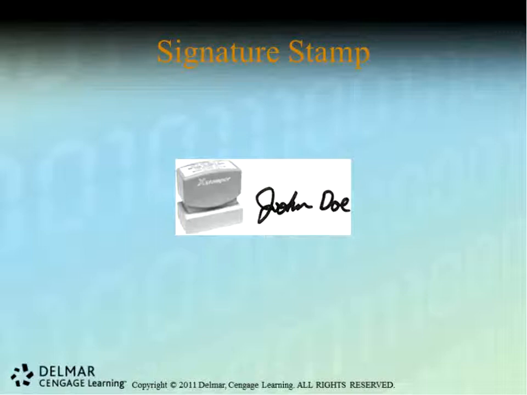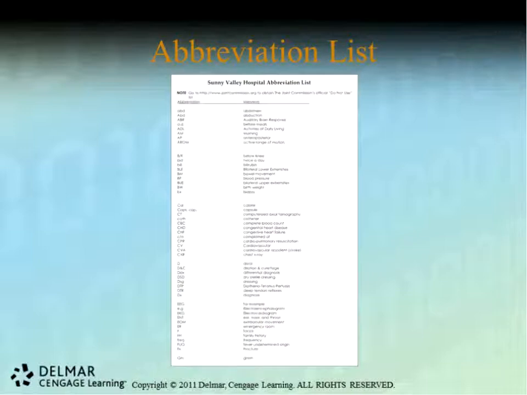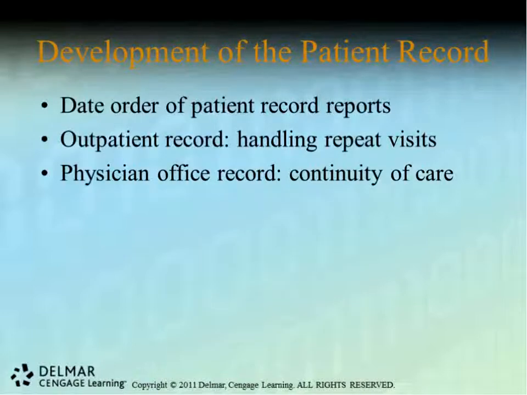In your slides, this provides a pictorial example of your signature stamp. That's also in your book in Figure 4.6. And here's an example of the abbreviation list that we were discussing. That is your Figure 4.7 in your textbook. Same pictures.